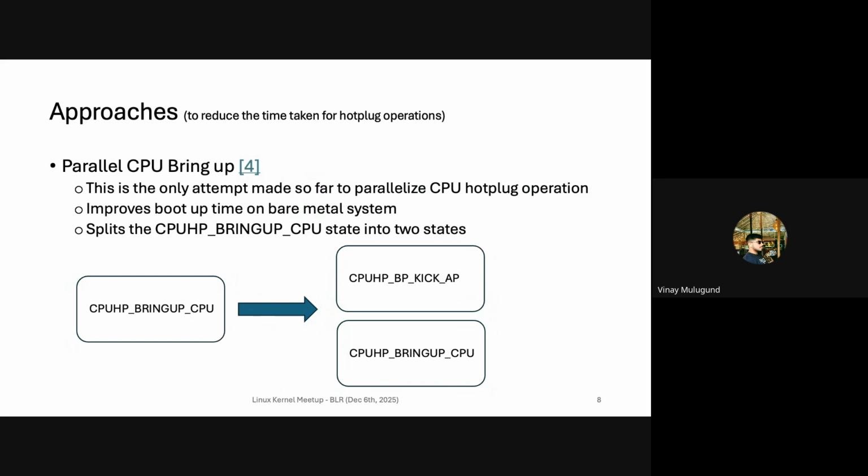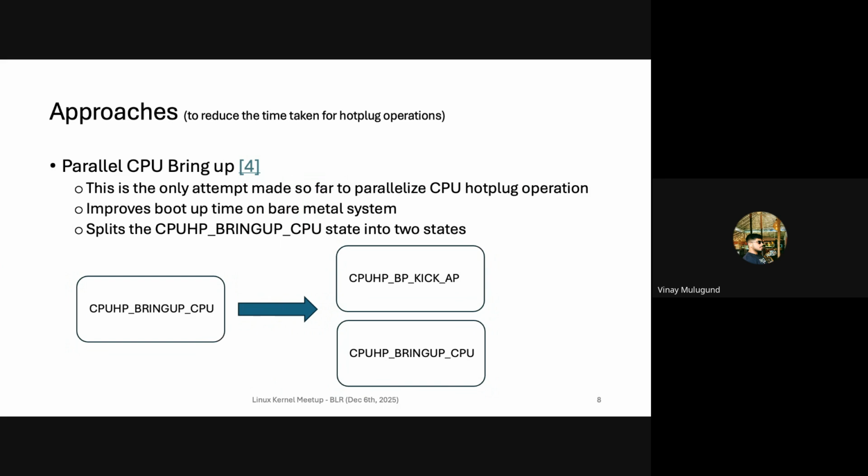It parallelizes one very small section during boot up. So when I want to boot all my secondary CPUs, I'll talk about what it parallelizes. The thing I want to mention here is that this was the first attempt made so far to implement any kind of parallelism in CPU hotplug. This improves boot up time on bare metal systems.